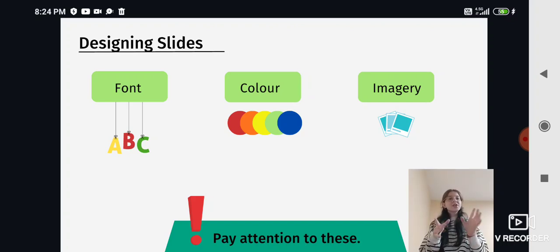And the color, you must use contrasting colors in your slides, because like I said about the font, it should be seen from far away. And imagery, it's similar to the less is more part. You should use imagery, but the pictures you use need to be relevant to the slides you're preparing. So pay attention to these, please.